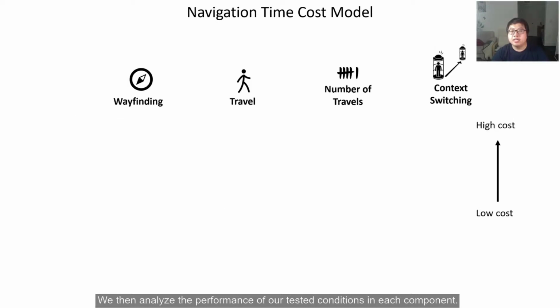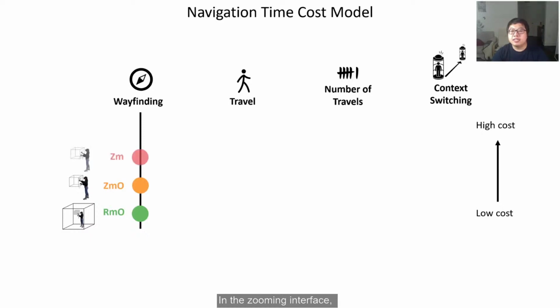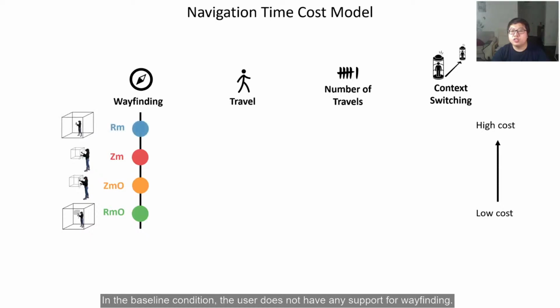We then analyze the performance of our tested conditions in each component. For wayfinding, we believe overview plus detail has the best performance, as the user can use the overview to find the targets at all times. Zooming with an overview also provides a minimap, but participants found it disturbing. In the zooming interface, the user can only zoom out to have an overview, so she cannot access the overview when looking at the details. In the baseline condition, the user does not have any support for wayfinding.